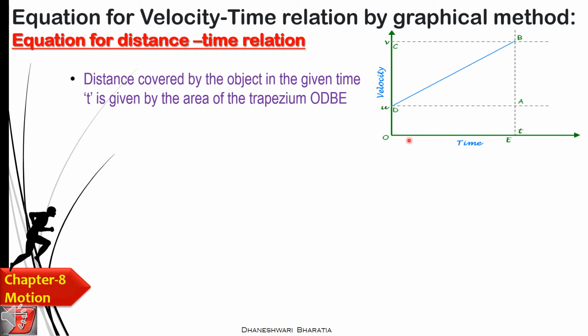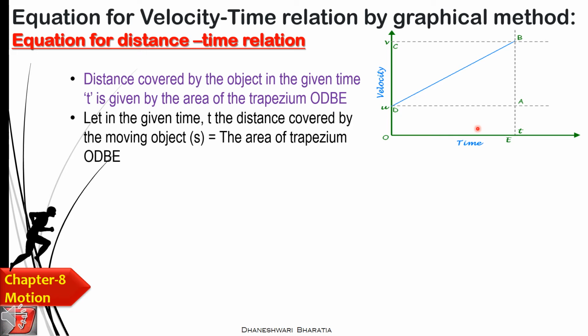This trapezium I am talking about, where my cursor is moving, is going to be the distance traveled by the particular object. Now we know that this trapezium is made up of two shapes, one is a triangle and one is a rectangle. So how to find the area of this particular trapezium? First we need to find the area of this triangle and the rectangle, right? So let the given time be T and the distance covered by the moving object be S. What notation will we give to the distance traveled? S is equal to the area of trapezium ODBE, right?